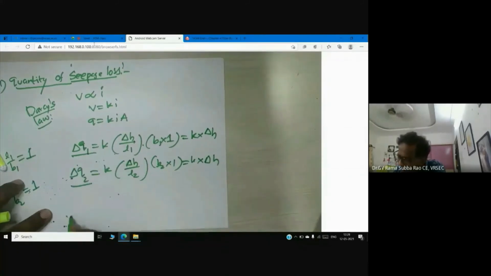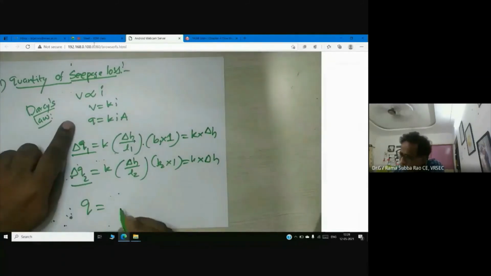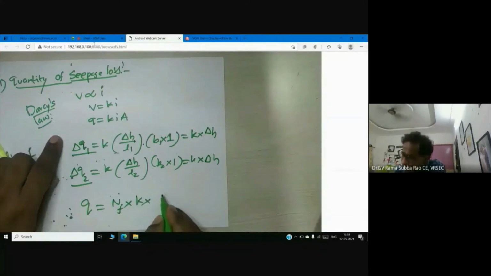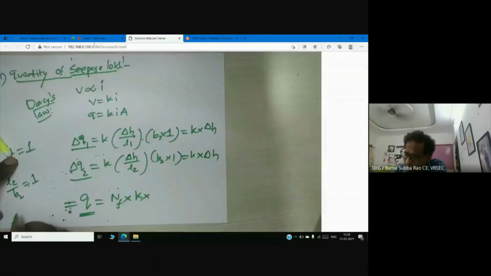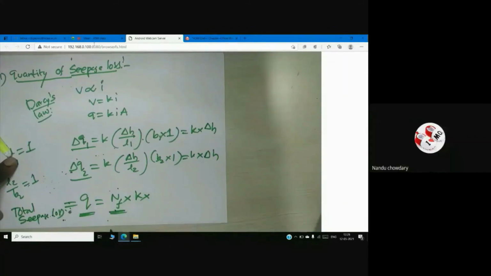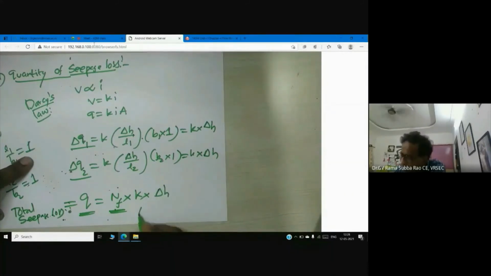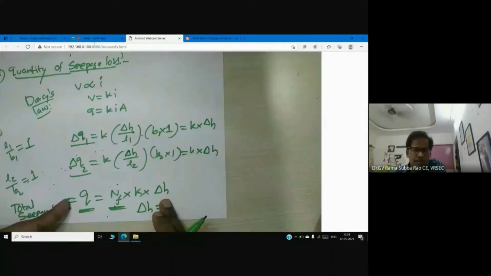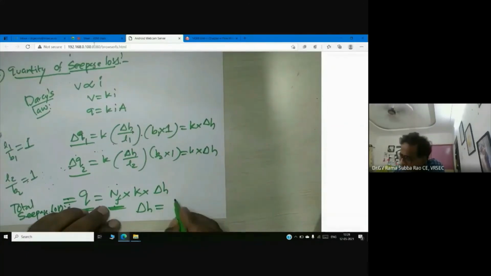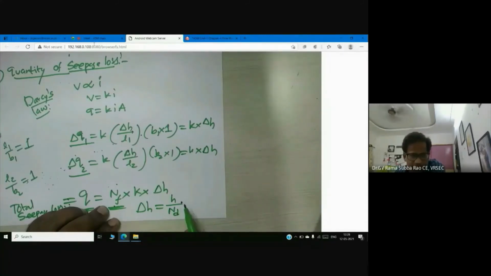So what about all together Q? All together Q is NF. How many flow channels are there? K into delta H. I am calculating total seepage loss. NF means, can anyone tell me what is NF? Number of flow channels. So K into delta H. Now don't worry what is delta H. Delta H is equipotential head. Delta H is equal to H by ND, total head by number of potential drops.